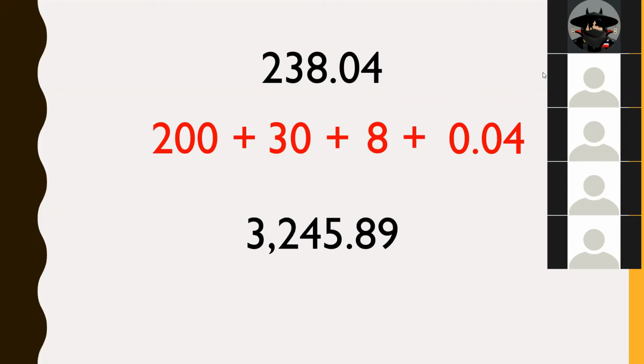Another example. We have 3,245.89. What is the place value of number 3? Thousands. So what is the value of 3? 3,000. Okay, 3,000. Now what is the place value of 2? Hundreds. What is the value of 2?